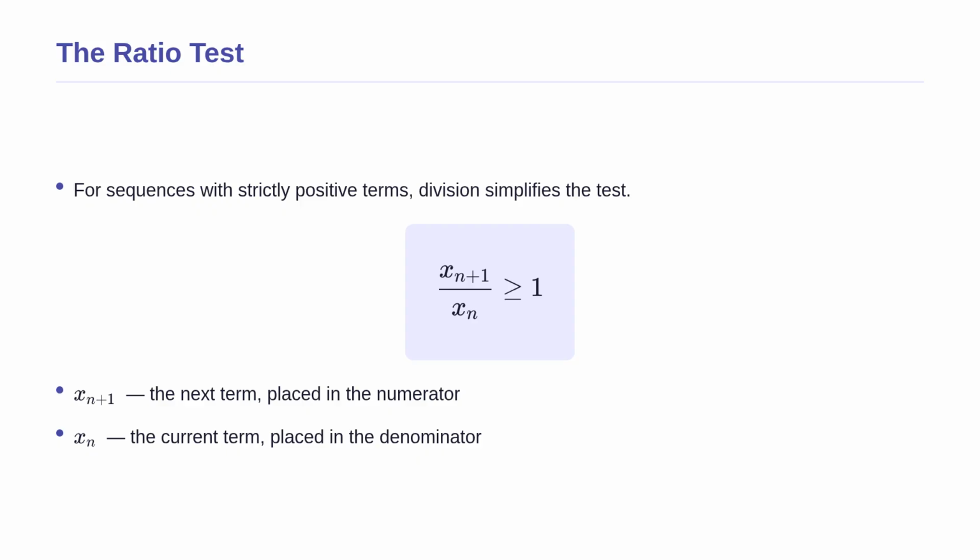We just saw the subtraction test. But what if our sequence involves powers or factorials? Subtraction would be too messy. This brings us to the ratio test.